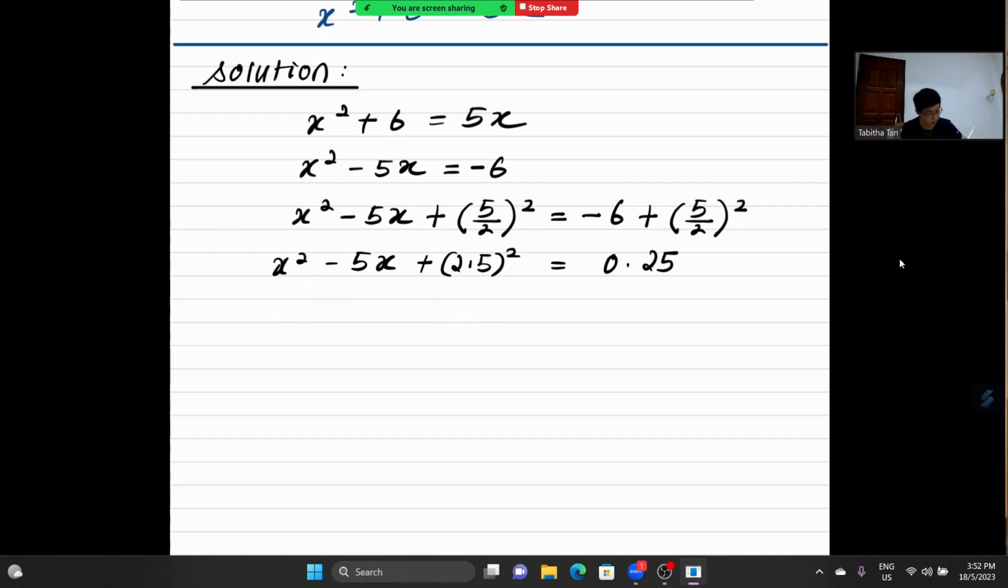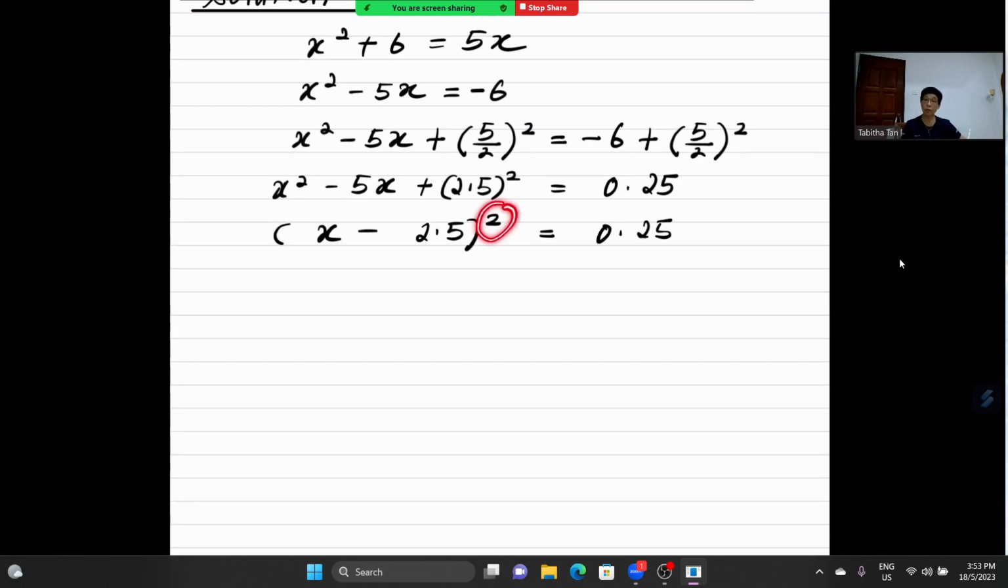And now let's reduce this into a squared binomial. All right, so now the x and the 2.5, just put it down here, and then whatever this is, we're going to put it there. So that is the squared binomial, but we reversed it. All right, and therefore now we get 0.25. Okay, I think it's time to get rid of the square by performing square root on both sides.